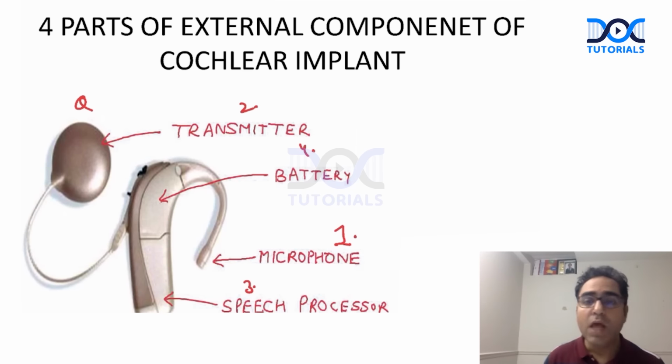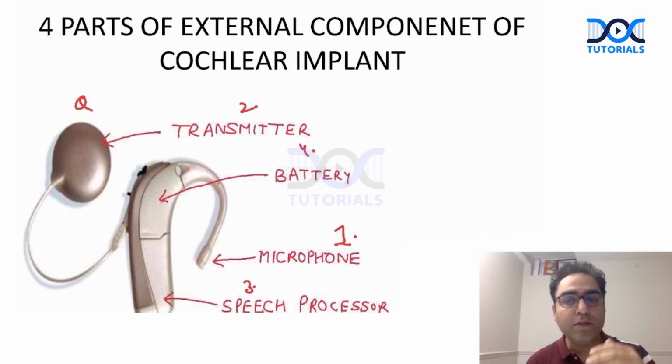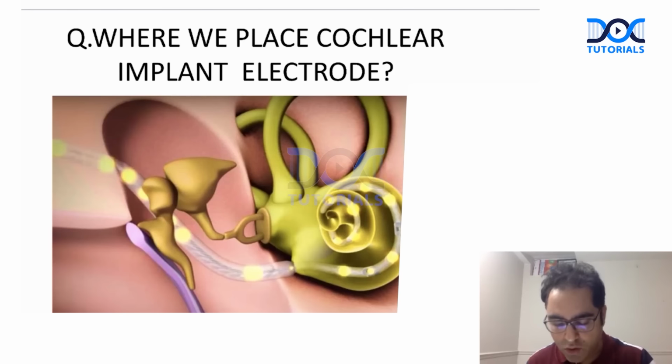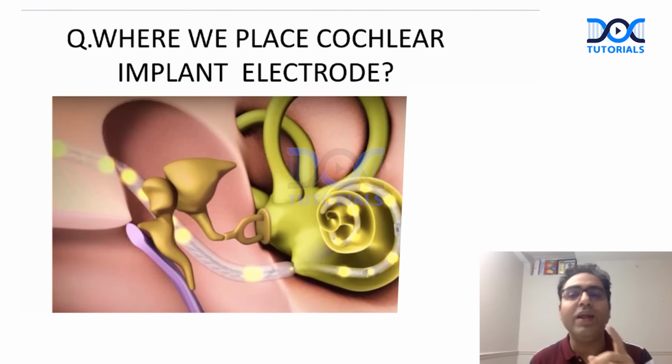Let's revise once again. The external component of cochlear implant has got 4 parts. Number 1, microphone. Number 2, transmitter. Number 3, speech processor. Number 4, battery. Transmitter is the circular part which transmits current to the internal component. This is about the external component. Let us do the internal component. The internal component is called electrode.